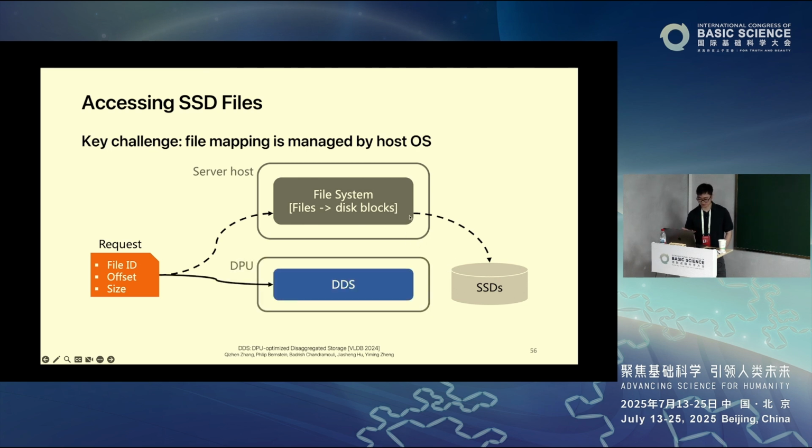So on the DPU, given a request, they specify the file ID, which file to access, which part of the file it accesses, and the size of the access. On the DPU, we just don't know how to access it. We don't know the mapping. Even if we could access the file mapping on the host, every time we update some file on the host, we have to manually synchronize these changes to the DPU. So it's basically pretty costly.